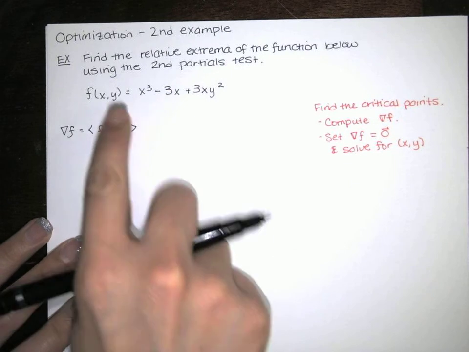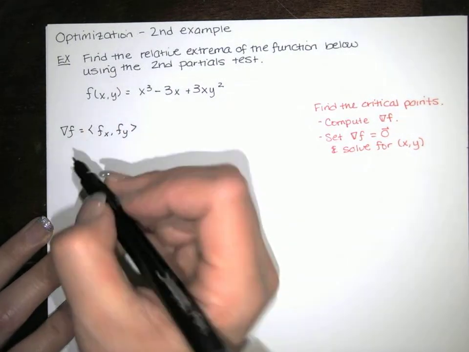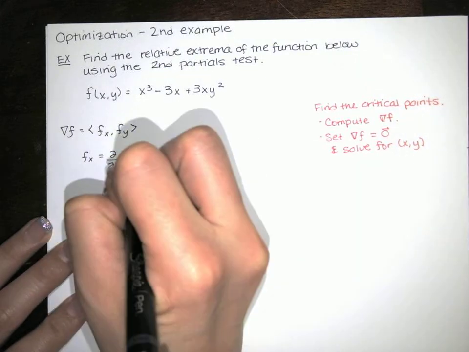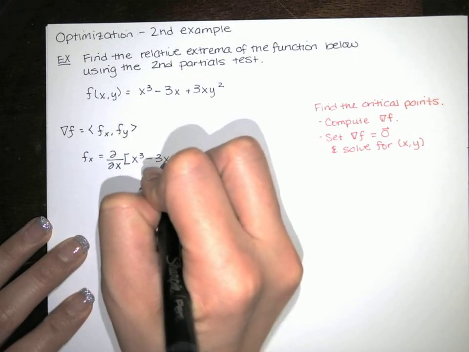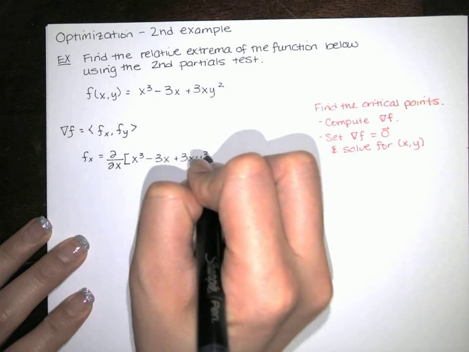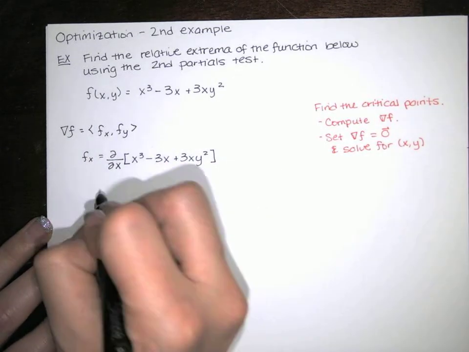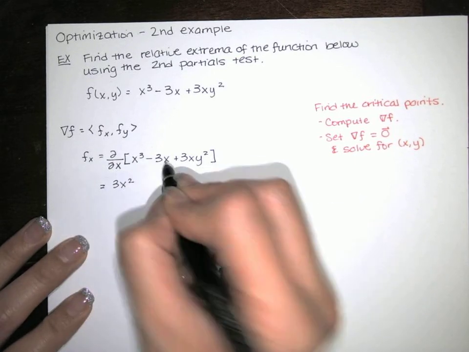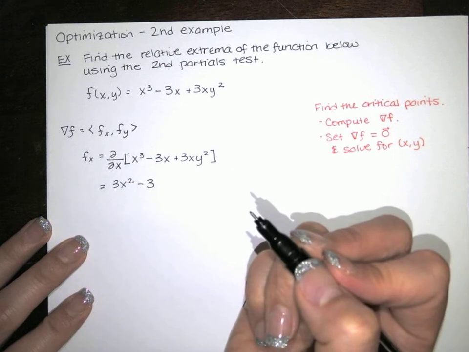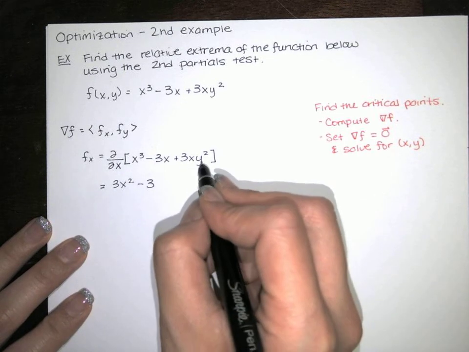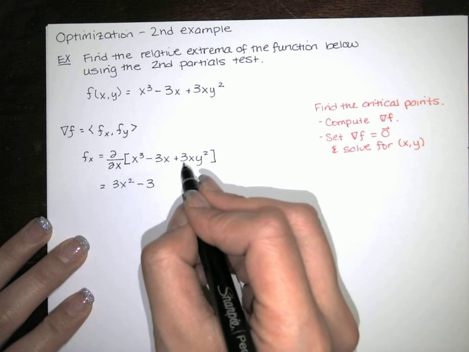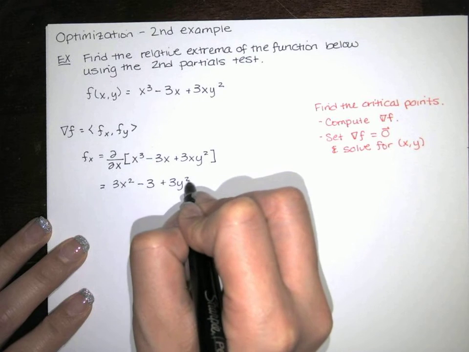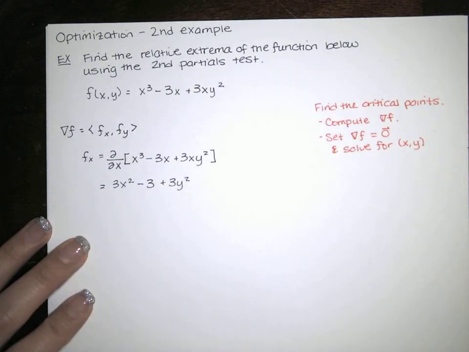And so we need the first partial of f with respect to x and the first partial of f with respect to y. So we're treating y as a constant, and we are differentiating with respect to x this time. The derivative of x cubed with respect to x is 3x squared. The derivative of a constant times x with respect to x is just the constant. And this doesn't look like it, but remember, y is being treated as a constant. So this is a constant times x as well. The derivative of a constant times x is the constant, which happens to be 3y squared. And that's the partial of f with respect to x.